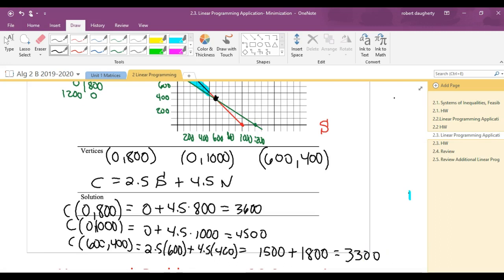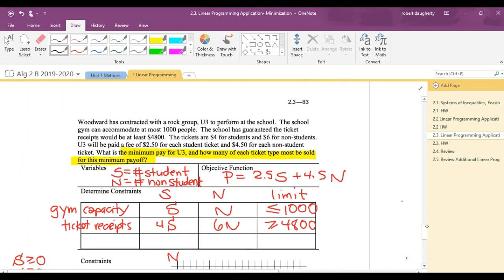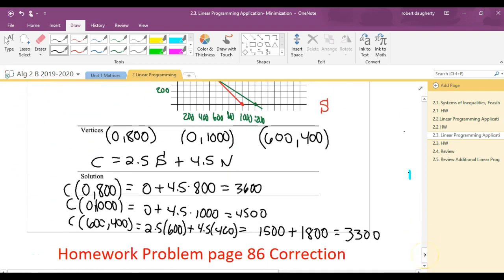So which of these represents the minimum payout? Minimum. Huh? None of those are a minimum? Well, it tells me that not the payout, the receipts are 4,800. That's the ticket receipts. Okay? That's not the payout. The payout is this, the minimum payout. Which of these is the smallest number? This one, right? Yeah.